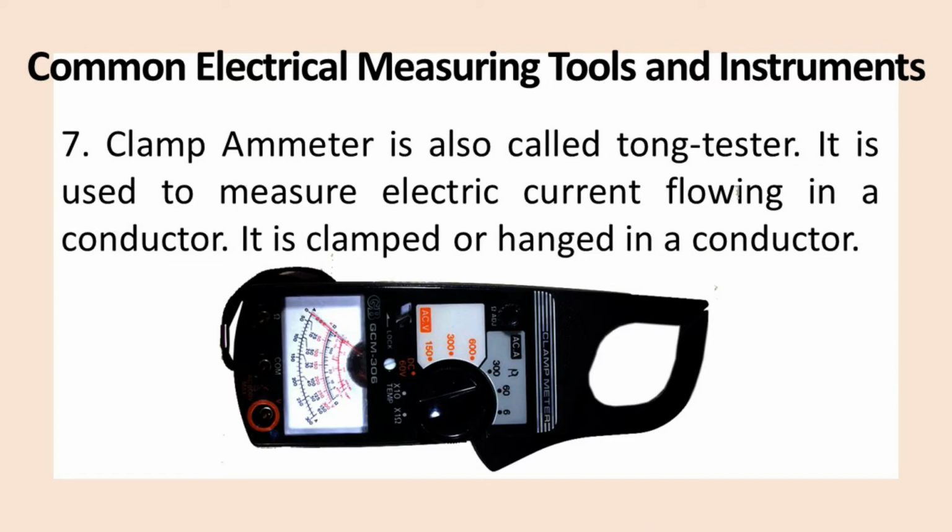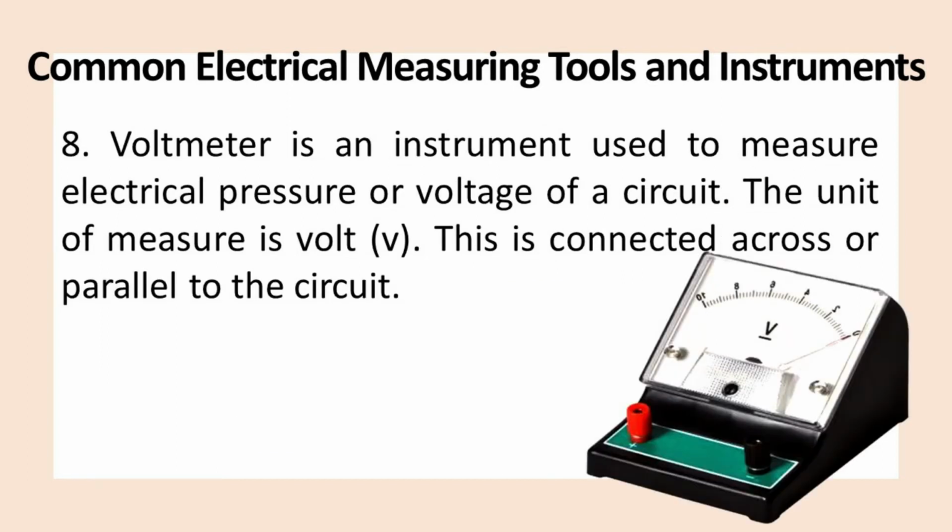Number 7. Clamp ammeter. Clamp ammeter is also called tong-tester. It is used to measure electric current flowing in a conductor. It is clamped or hung in a conductor. Number 8. Voltmeter. Voltmeter is an instrument used to measure electrical pressure or voltage of a circuit. The unit of measure is volt. This is connected across or in parallel to the circuit.